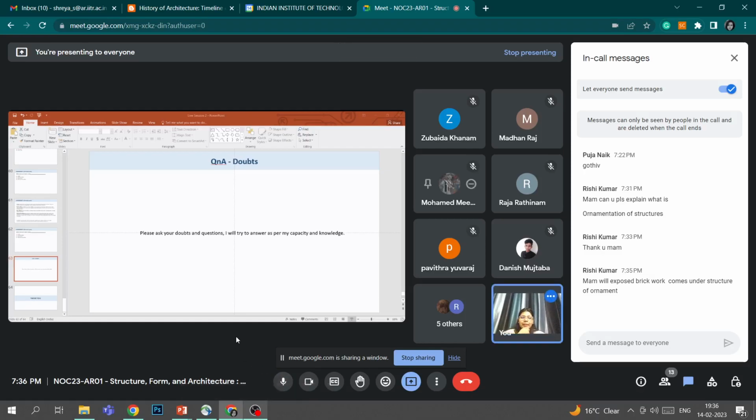No, I don't think it will come on because this point has not been covered in the NPTEL course. So I'm also not very sure of this point, but I will research on this and come back. But from what I can think right now, I don't think it will come under structure of ornament because exposed brickwork is not part of the structure. Here we are talking about the structure.